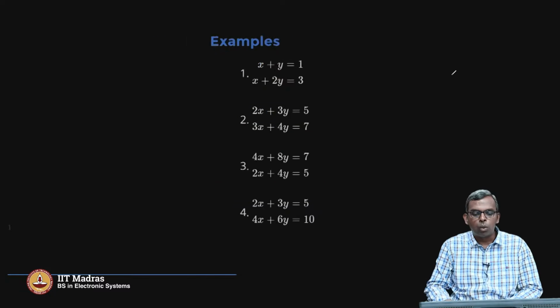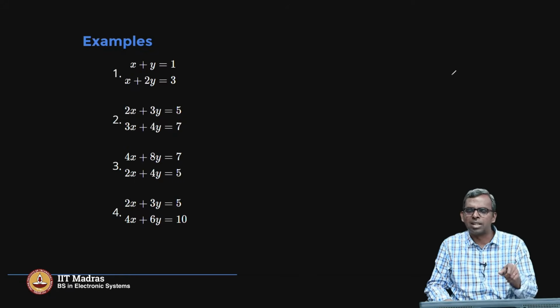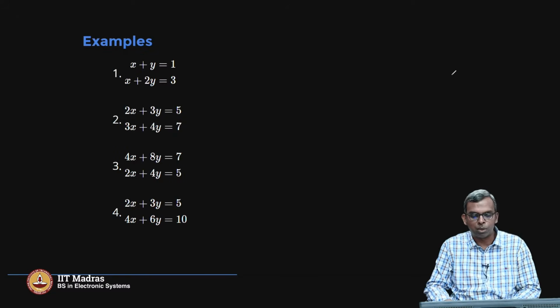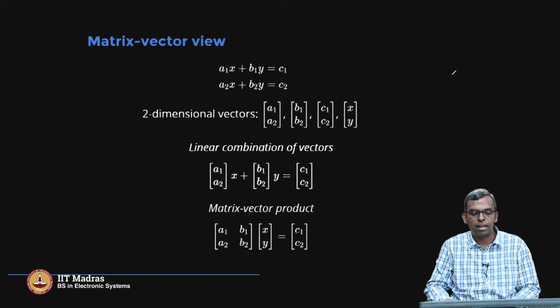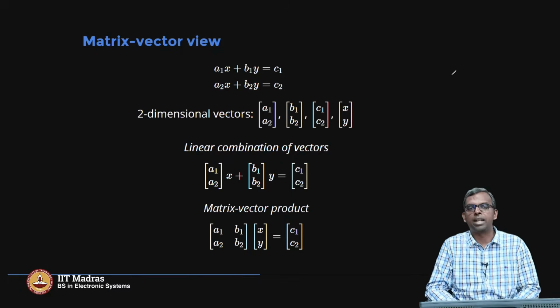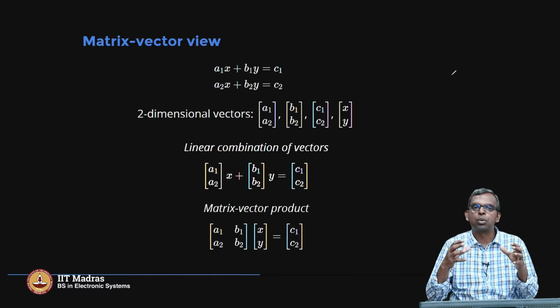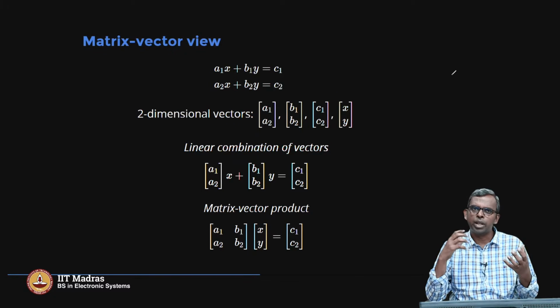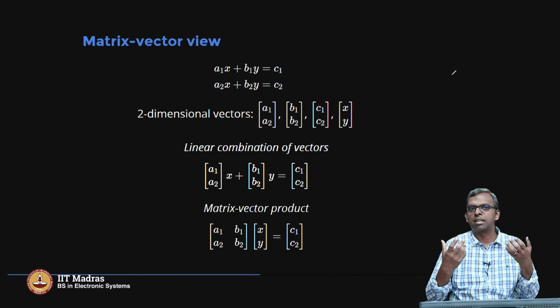Okay. So we saw a whole bunch of examples. I'm not going to go through these examples once again. We saw different types of cases in which they ended up. Okay. So this lecture is about this matrix vector view. What we did so far can be conveniently captured in one simple matrix vector notation. And this notation is very powerful. It represents a lot of things and you can do many more interesting things with it.